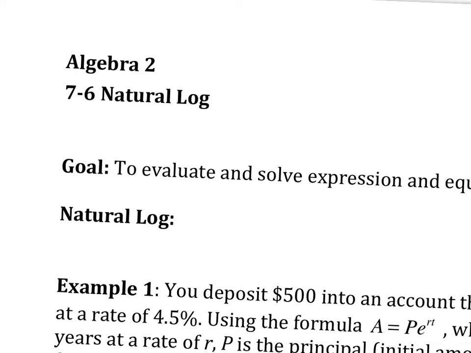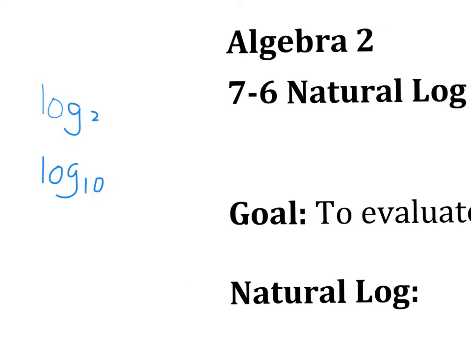So far in our log experience, we've seen logs that look like this, log with a 2, log with a 10. In fact, we already know that when we have a 10, we don't even need to write it. Simply log right there. That's called the common log. It shows up so often because we probably have 10, no, we definitely have 10 fingers. It's probably called common because we have 10 fingers.